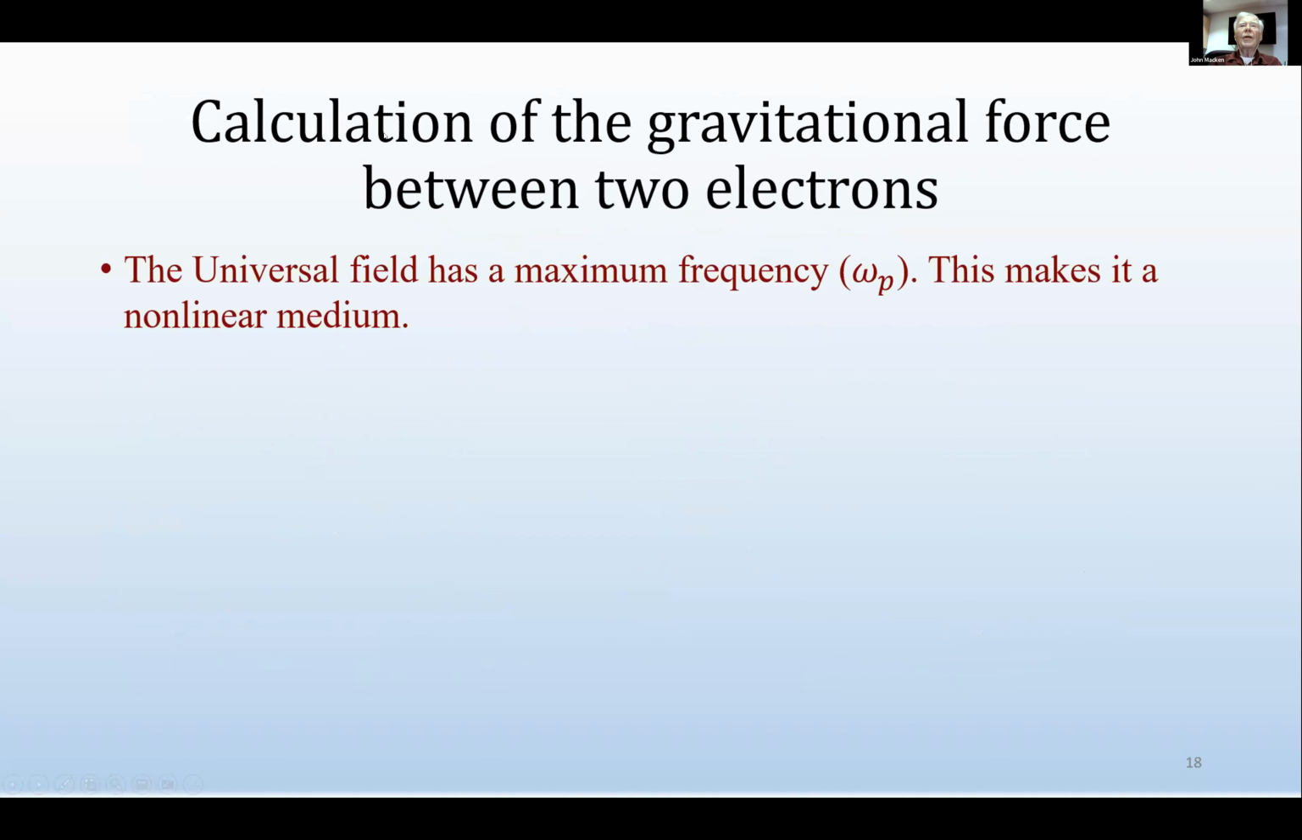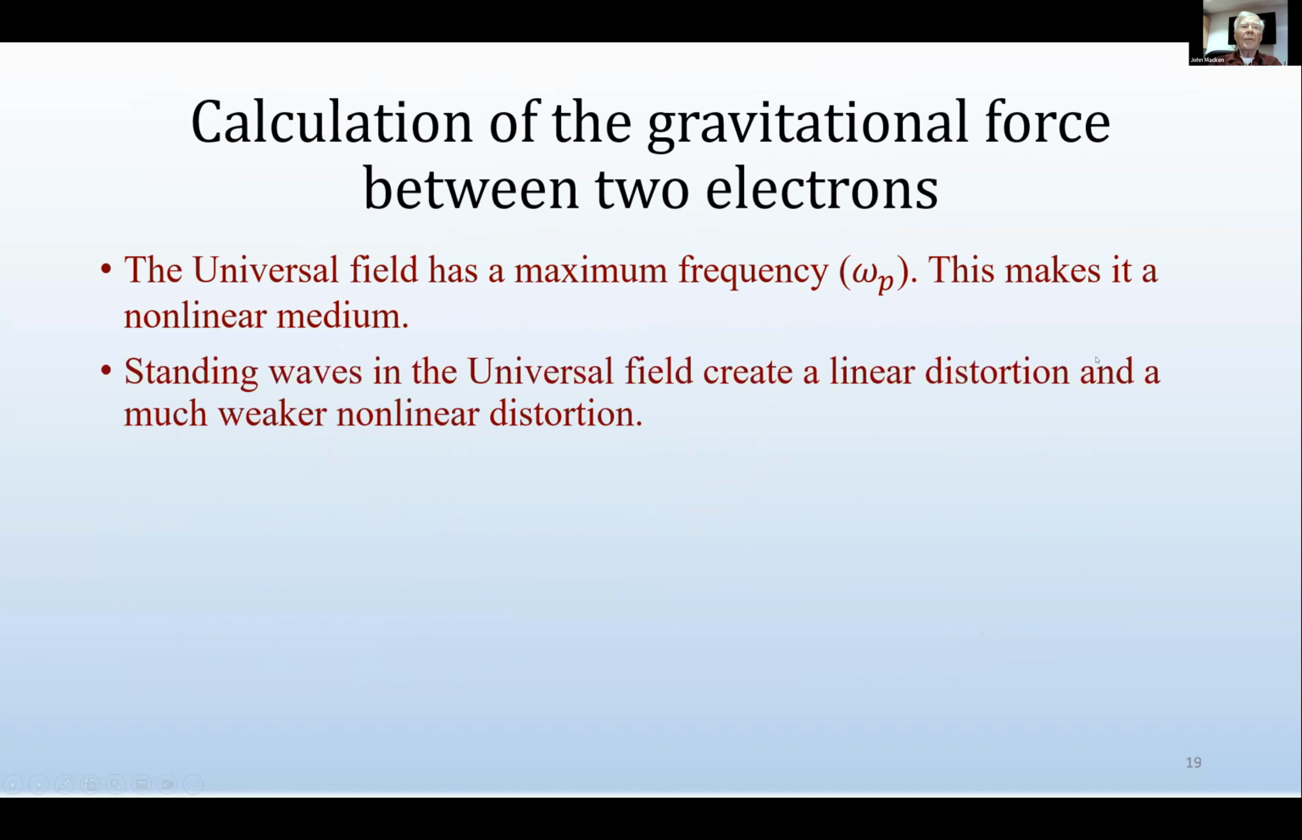The calculation of the gravitational force between two electrons. So I start off with the universal field having a maximum frequency, which is the Planck frequency, and this makes it a nonlinear medium.